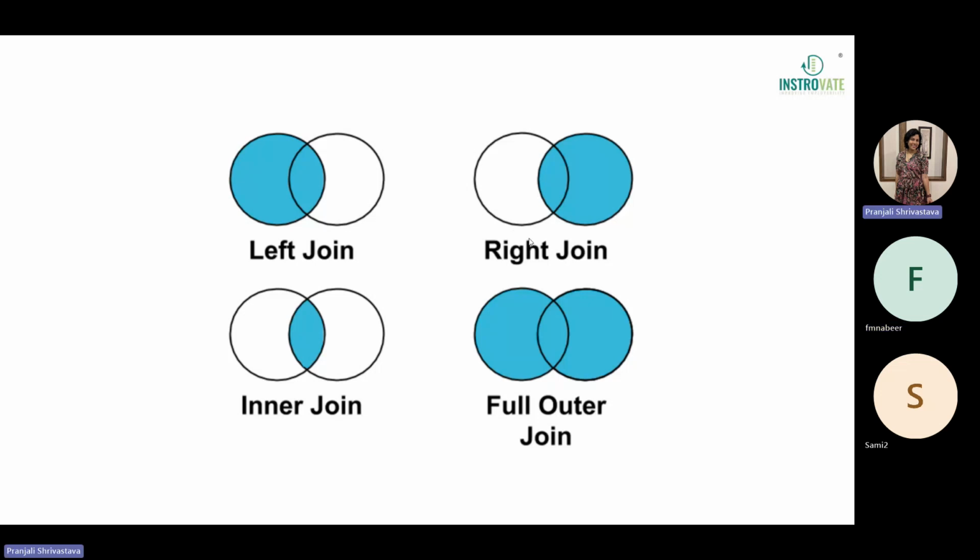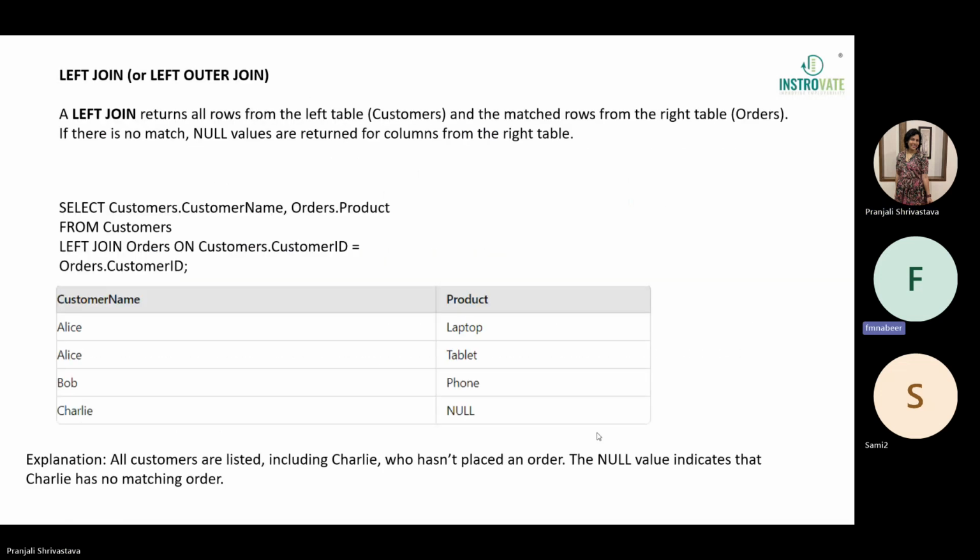Yes, exactly. In the inner join, you will only get the matching items. And in the full join, you get all the data, like a full data table. Whatever matching, unmatching, everything will come there. Right. Okay.